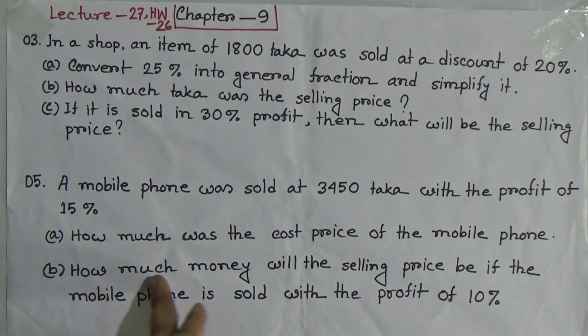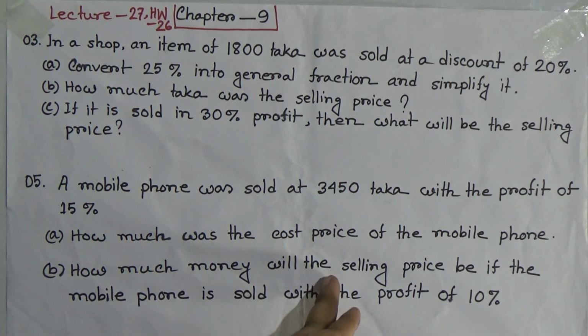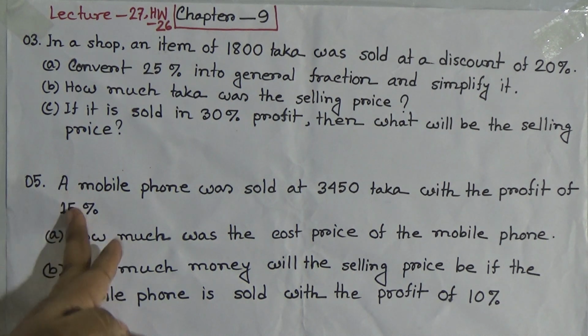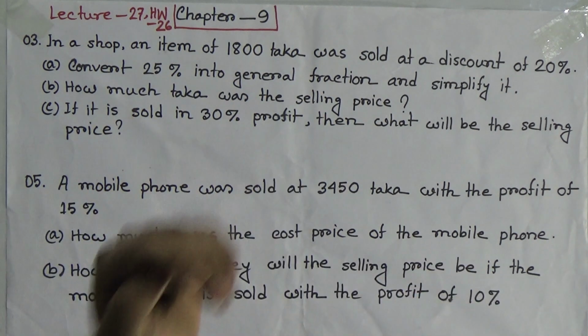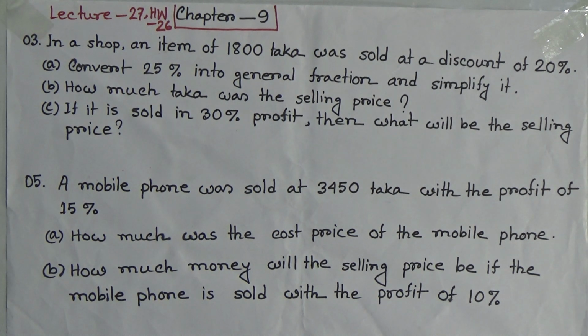Question number B: how much money will the selling price be if the mobile is sold with a profit of 10%? That means here instead of 15% we use 10% and the others are the same. By this way find the answer of question number B. I hope you have understood.